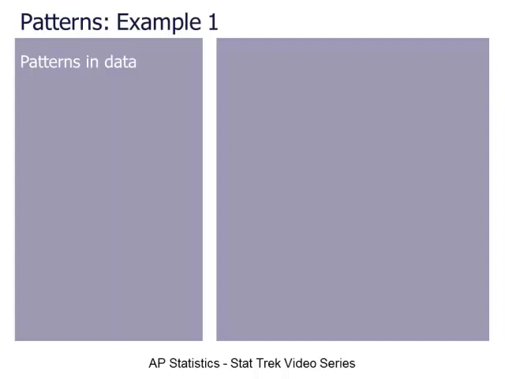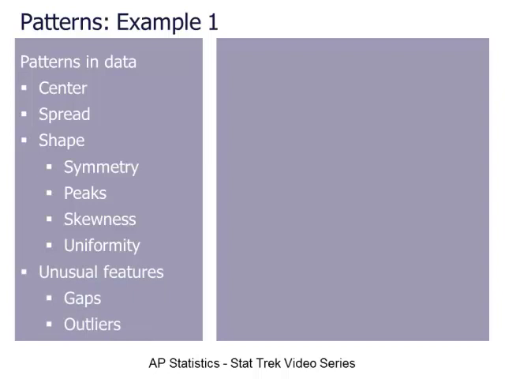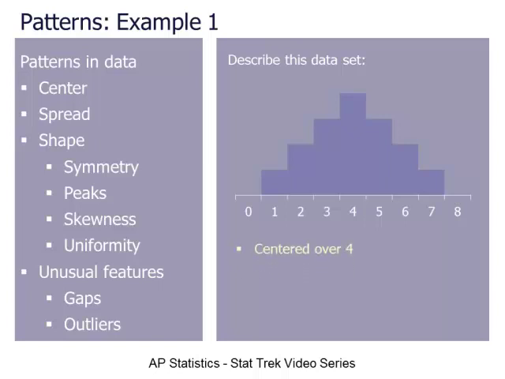Okay, let's practice describing patterns of data in terms of center, spread, shape, and unusual features. Using these characteristics, how would you describe this data set? In terms of center, the data set is centered over 4. In terms of spread, the data set ranges from 1 to 7. With regard to shape, it is symmetric with one peak, which can also be described as bell-shaped. And finally, the data set has no unusual features, no gaps or outliers.